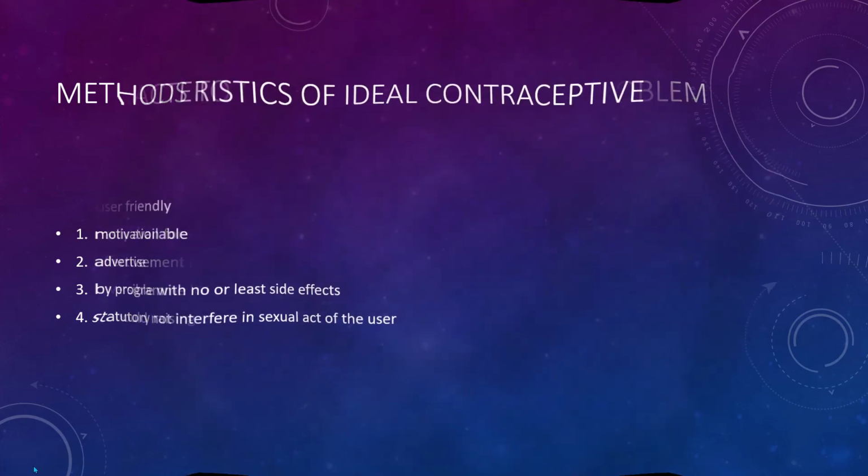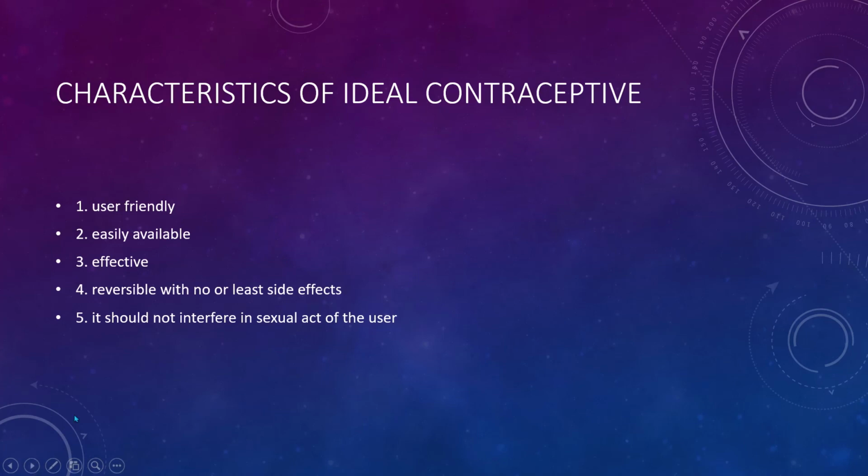Next is, what are the characteristics of an ideal contraceptive? As I told you, it is the best method for population control. What the contraceptives are, what the various contraceptives present are, and how they are utilized for controlling the population problem, that is another question. But how are these contraceptives ideal for the user?